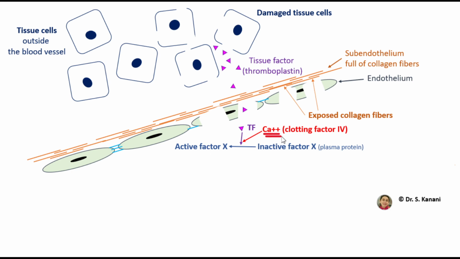Recall, calcium ion, because it is involved in coagulation, is a clotting factor, and it is referred to as clotting factor 4. It is important when we learn about this pathway that we note the source of any chemical that we discuss. For example, we get tissue factor from damaged tissue cells outside the blood vessel. We have factor 10 as a plasma protein built already by liver cells. Now the question is, where do we get calcium ion from?